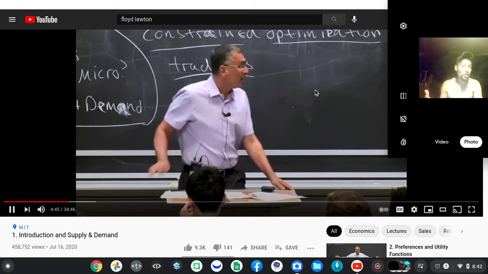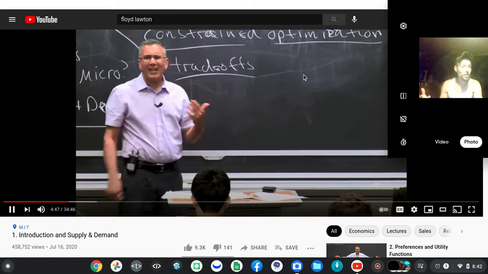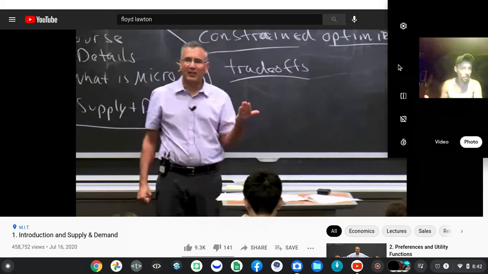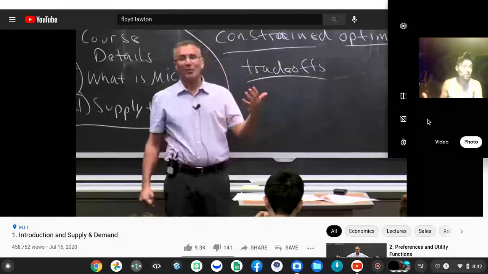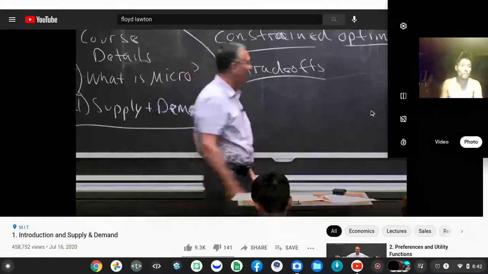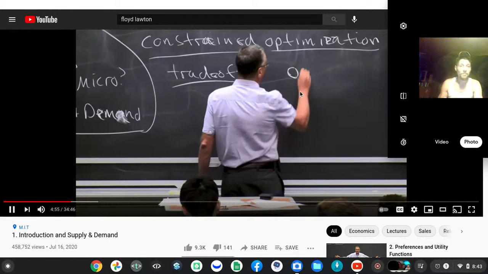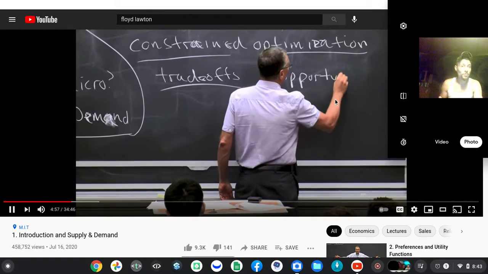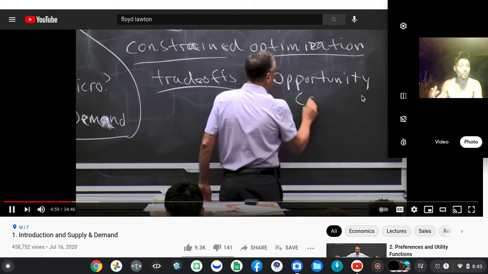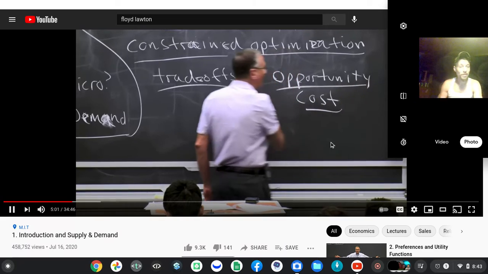This notion of trade-offs is the most important thing in the course. I'll say one of the most important things in the course is the notion of opportunity cost. Opportunity cost is a very important concept from this subject matter, obviously.